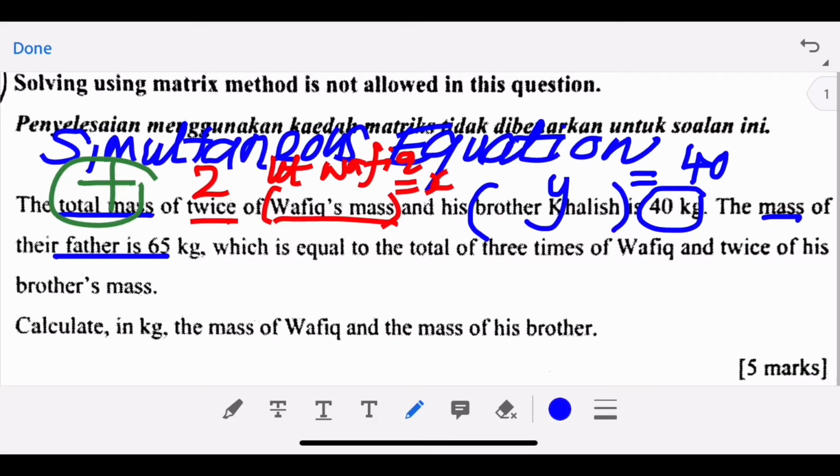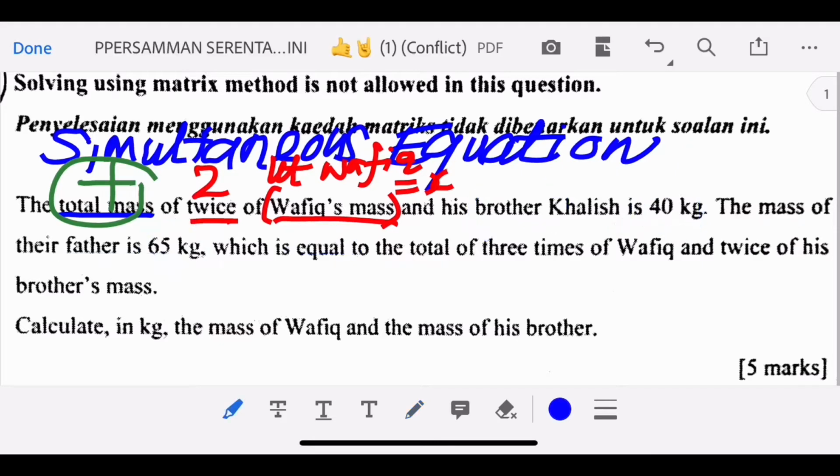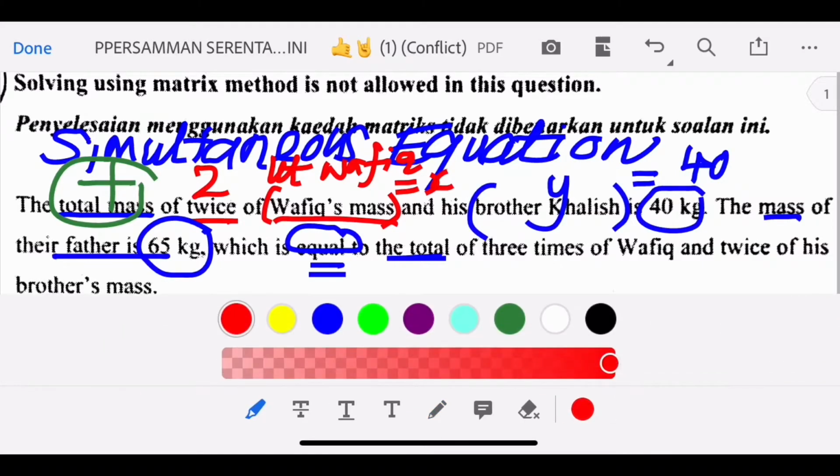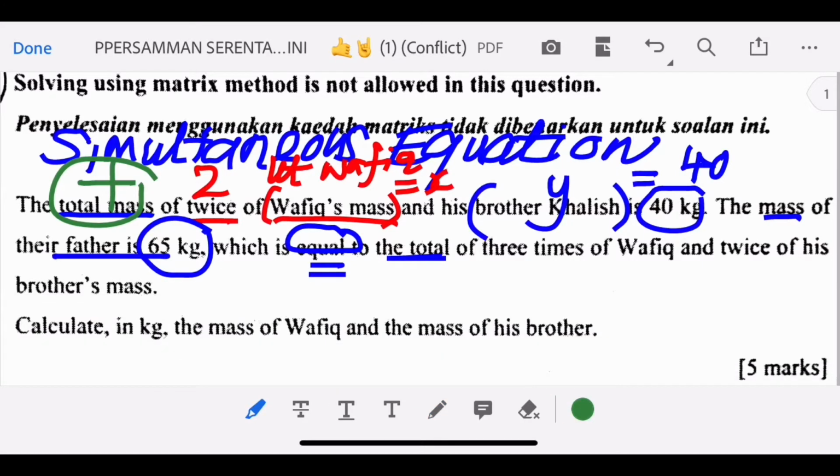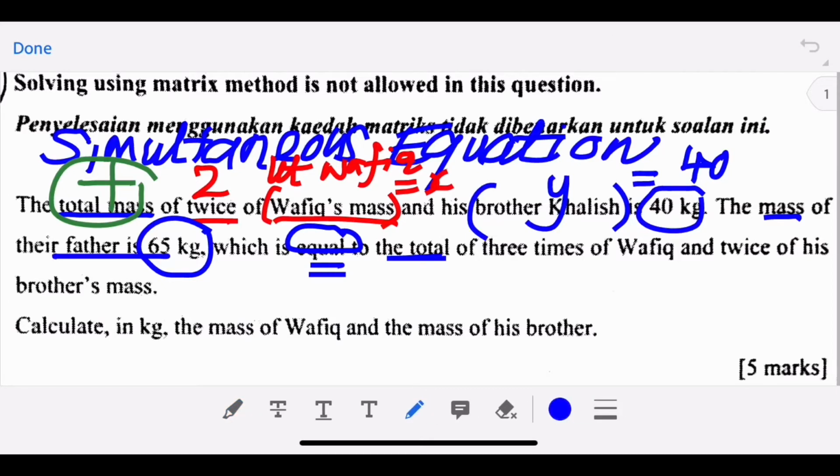The mass of their father is 65 kg, so we highlight like this. Father is 65 kg, which is equal to the total of 3 times of Wafid. Total again, so we have to plus. 3 times, we write 3x. And twice of his brother's mass.